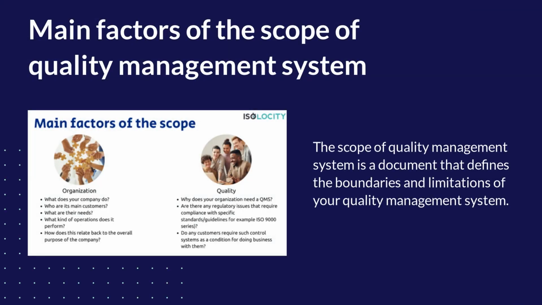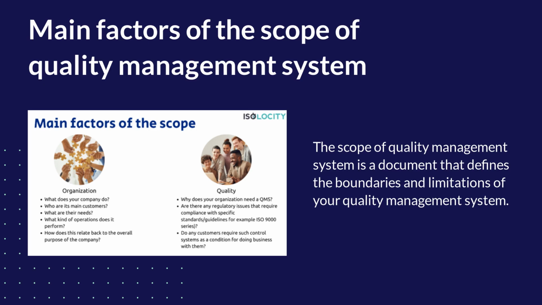The scope of the quality management system is a document that defines the boundaries and limitations of your quality management system. It helps to ensure that you are following best practices and prevents you from wasting time, money, and resources trying to meet requirements that have not been identified yet. A good scope will also tell you what is not included in your quality management system so that everyone knows what they can expect from it.